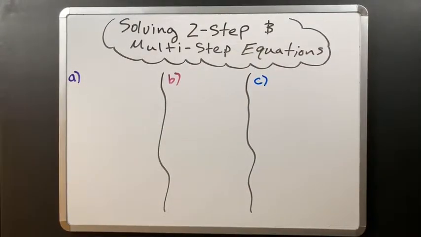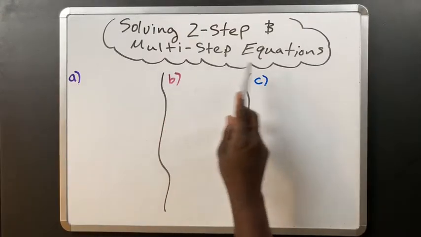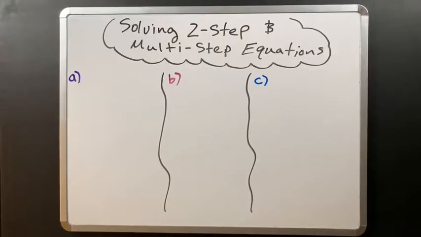And today we're going to talk about how to solve two-step, or sometimes referred to as multi-step equations. And we're going to deal with some inverse operations. We're going to deal with subtraction property of equality, addition property of equality, and division property of equality. We're also going to deal with the distributive property as well. So let's go ahead and get started.